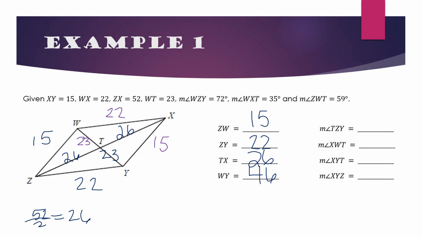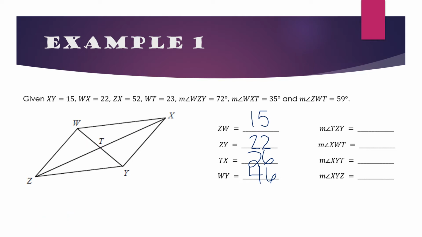So I'm going to erase all of those numbers so that we can free up a little bit of room so that we can look at the angles now. All right, so what angles did they give us? They told us that angle WZY, so that's this whole angle right here, is 72 degrees. I'm actually going to put that on the outside of the angle. 72 degrees. We're also told that angle WXT, so that's part of this little angle right here, is 35 degrees.